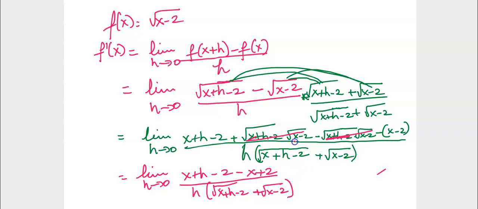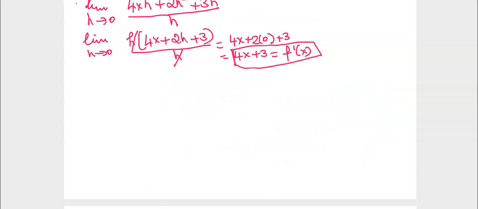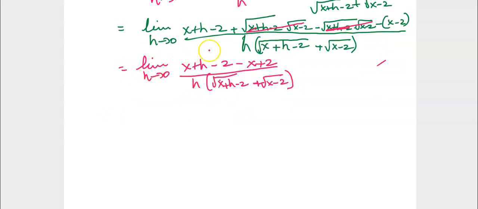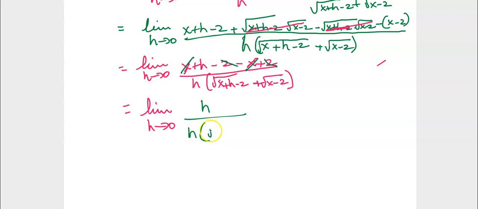So look at this numerator now. Some terms are canceling in the numerator. So you can see that limit h approaching 0 of, I can cancel this x and minus x, and then this minus 2 and plus 2. So I have h only, divided by h times square root of x plus h minus 2 plus square root of x minus 2.